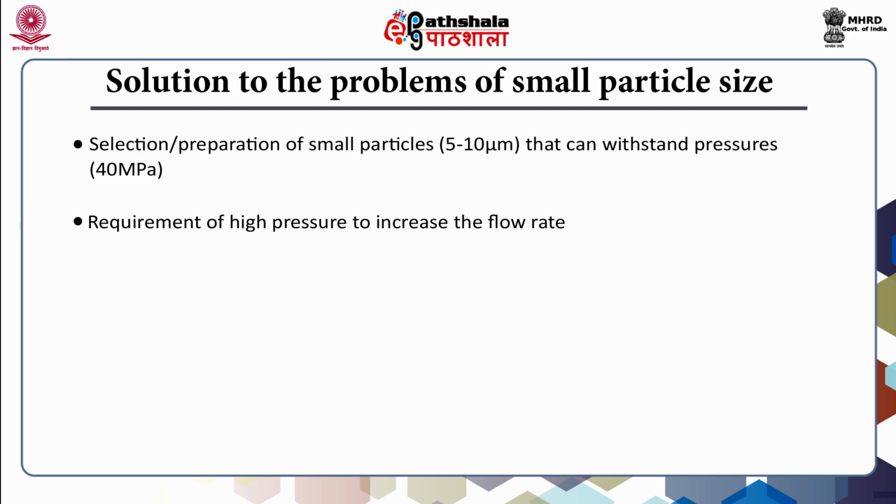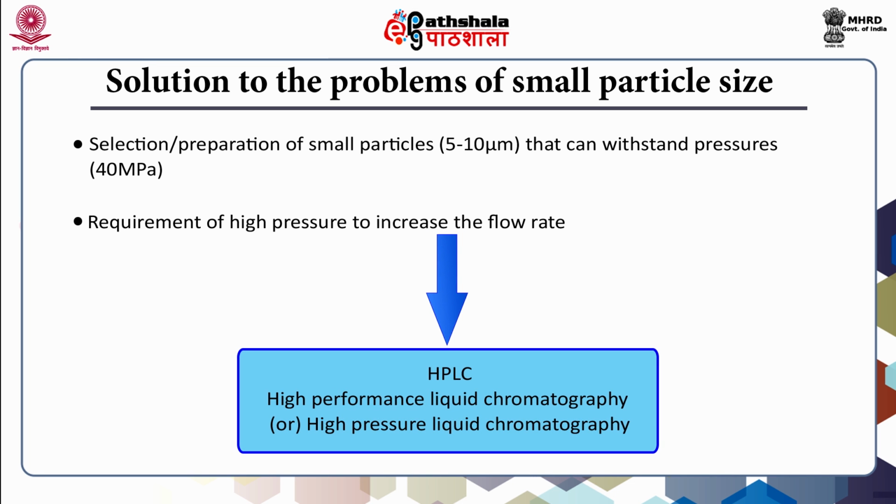So, as by decreasing the small particle size, we are increasing the performance of chromatography, that is why it is called high performance liquid chromatography, and also we are using high pressure to increase the flow rate, that is why it is called high pressure liquid chromatography.